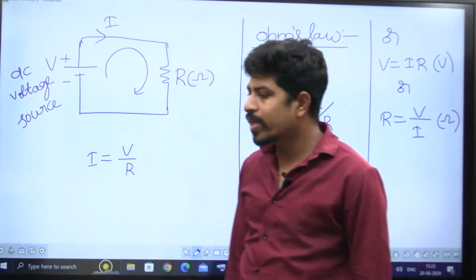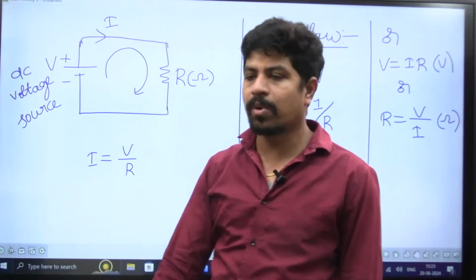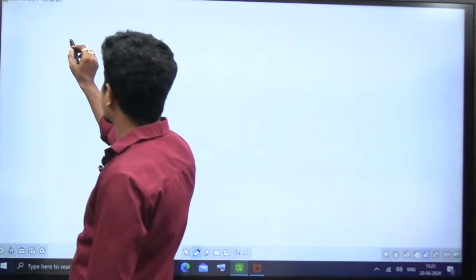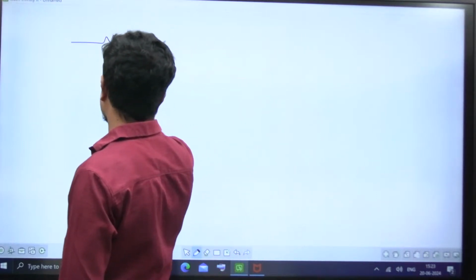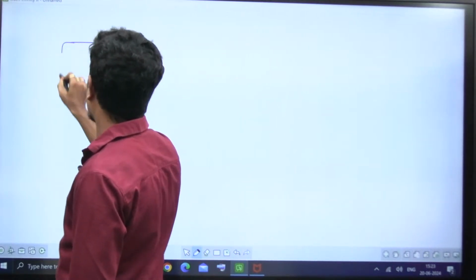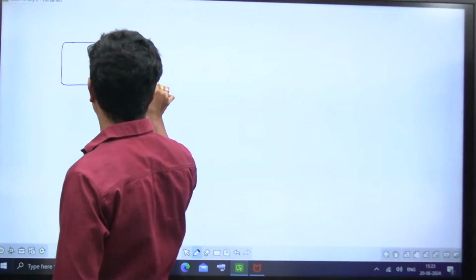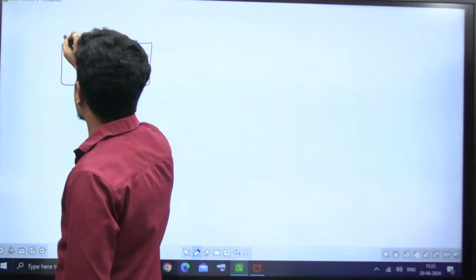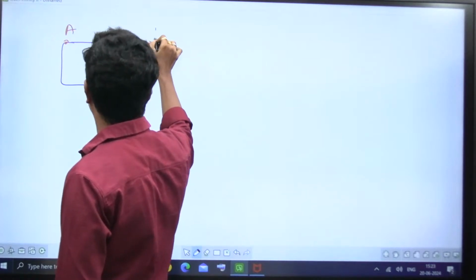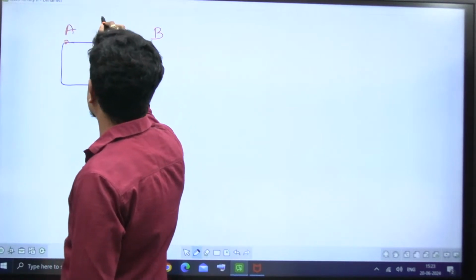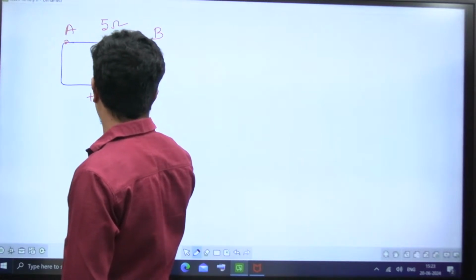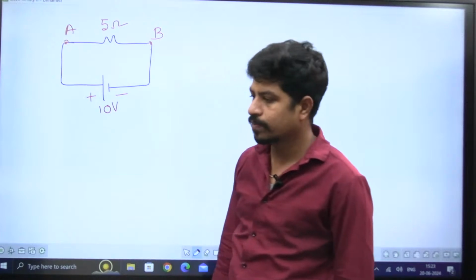Now, sir, how to decide the direction of the current? That depends on the problem, as I told you. Observe here, please, all of you. I have taken some resistance here and applied some voltage like this. Let's take this terminal as A, this terminal as B, and this is 5 ohms, with a 10 volt source, plus and minus.